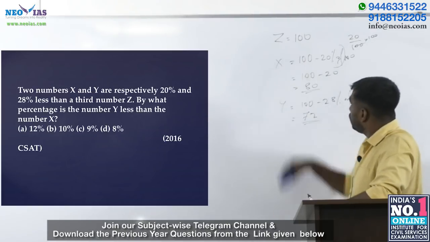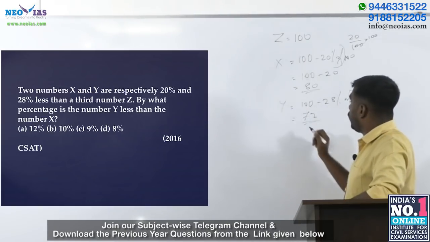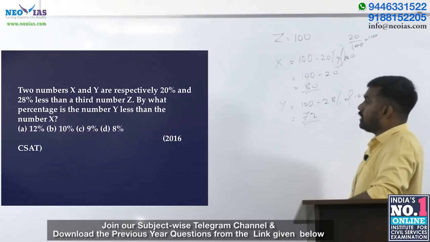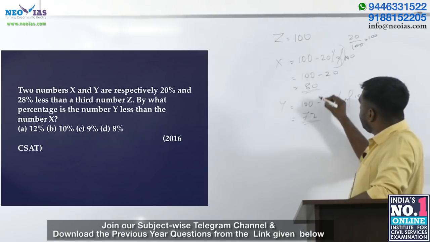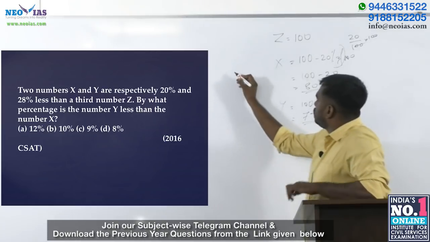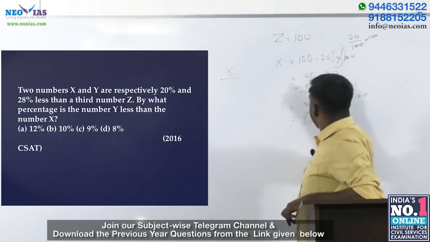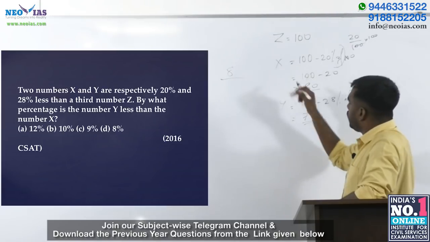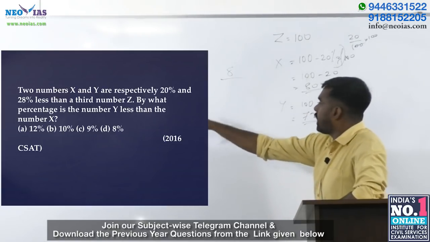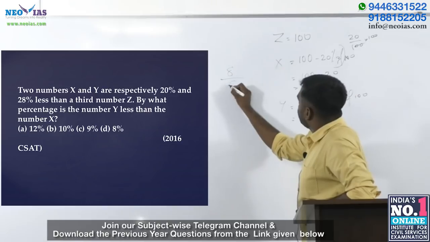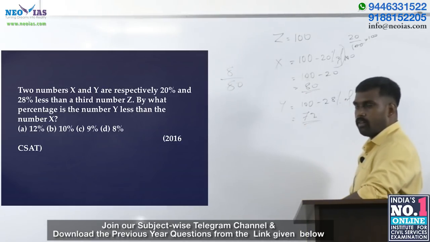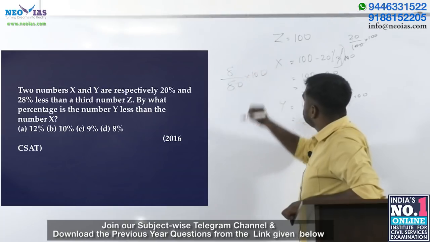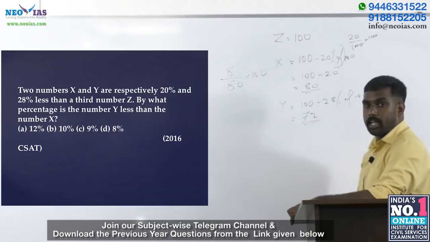You will get the answer quickly, but you have to make sure that no specific value is given in the question. So if x is 80 and y is 72, what is the question asked? By what percentage is the number y less than the number x? Y is less than x by what? 8, right? 8 is the difference between these. Than the number x, what percentage than the number x? Than what? X. Right. So you will get this much into percentage.